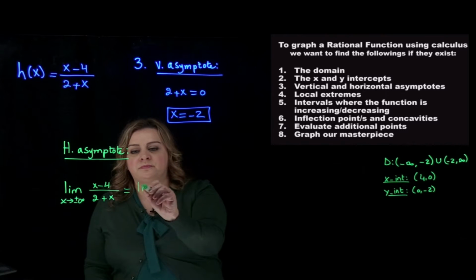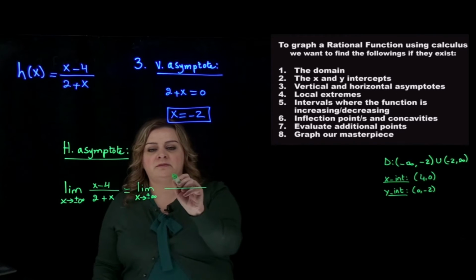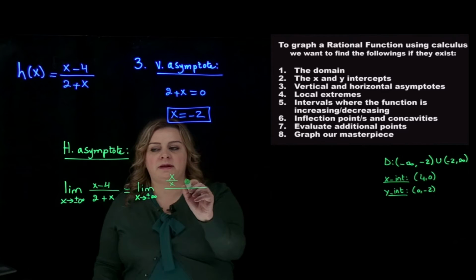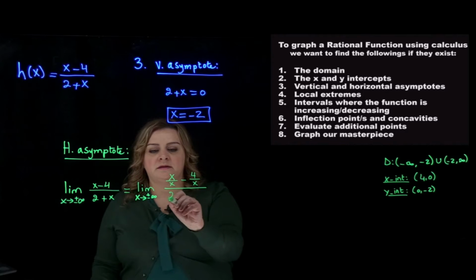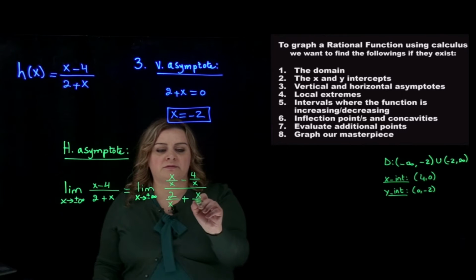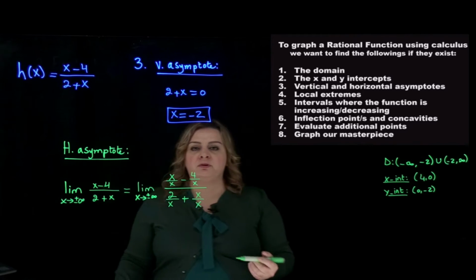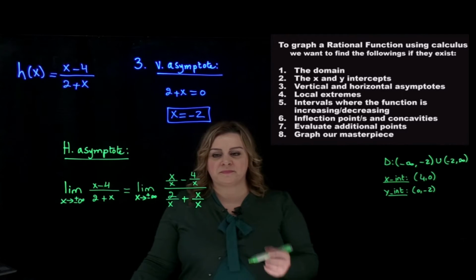So we're going to have the limit as x approaches plus or minus infinity, and divide each term by x. We will have x over x minus 4 over x, all over 2 divided by x plus x divided by x. If you would like to see more examples of limits at infinity, you may look for one of my earlier videos.